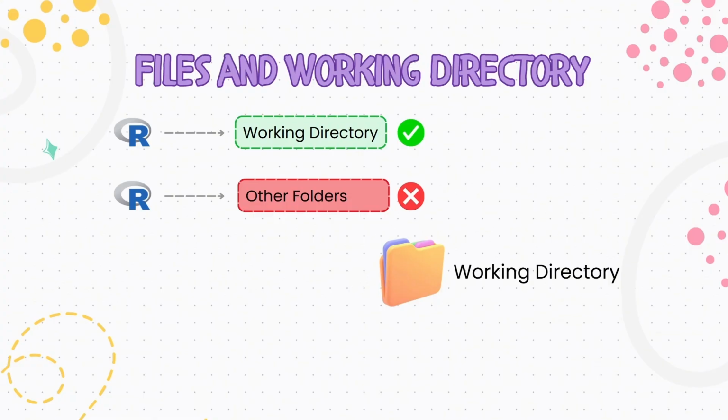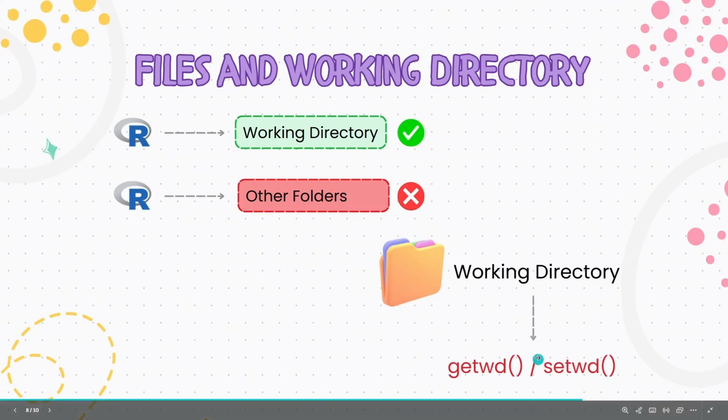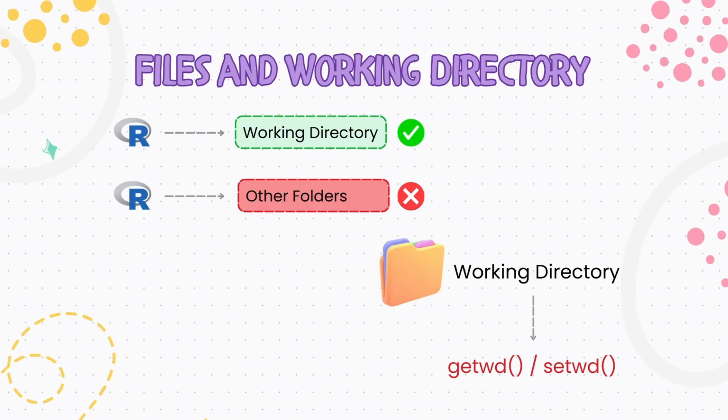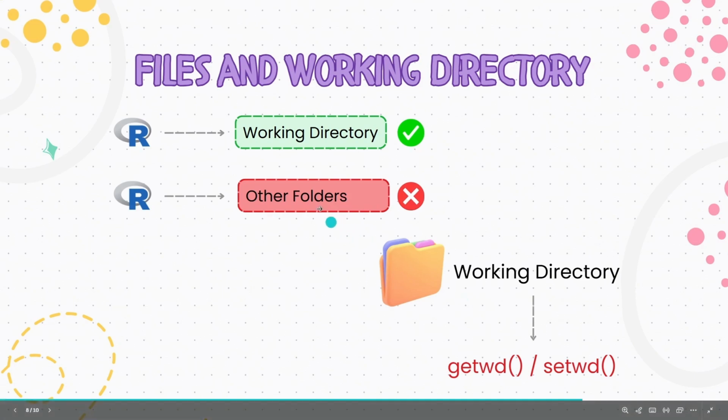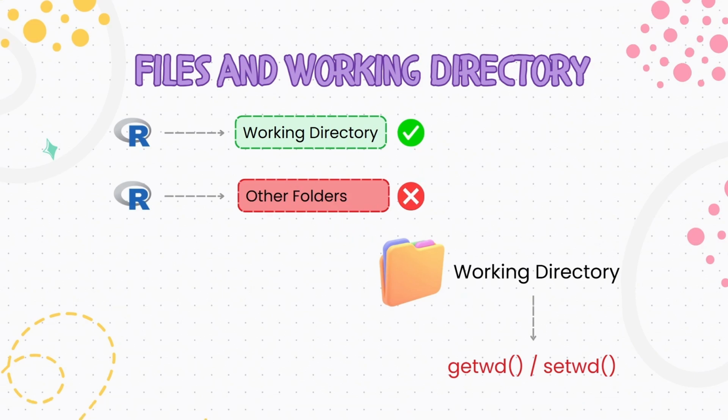We can check the current working directory using a function called getwd, that is, get working directory, and we can change our current working directory by using the function setwd, that is, set working directory. And do keep in mind, like I said before, if a file isn't in the working directory, you must provide its full path in order to access it. Okay, now that we have these things out of the way, let's get into our practical coding demonstration, shall we?